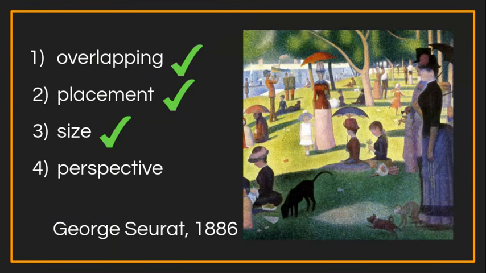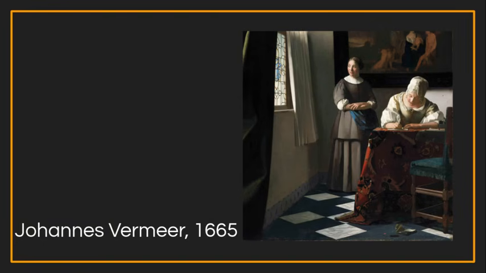And she is also smaller. Okay, you can notice there's some images of people in the further back that are even smaller. You see the same thing with the trees. So Seurat is using overlapping, placement, and size to create the illusion of depth, or that this park is huge, which is really cool. Here we have Johannes Vermeer's painting created in 1665.